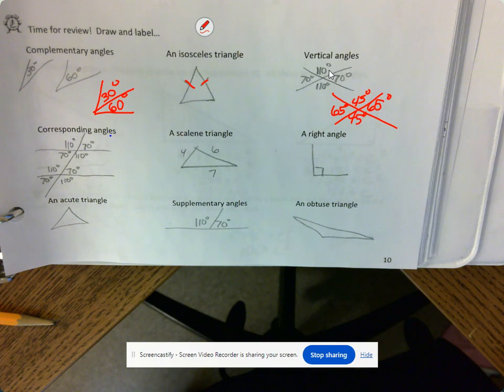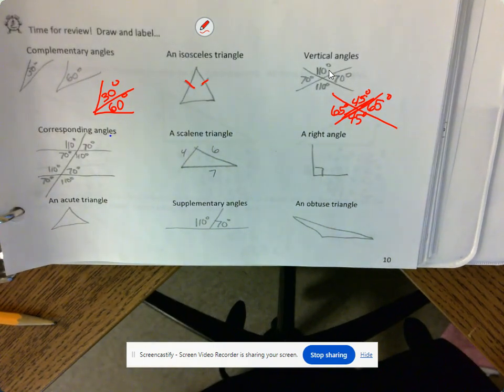Why did Callie say I picked 70 and 110? Hannah Mae? It has to equal 180. They have to equal 180. This is a straight line. These two angles have to equal 180. Does 65 and 45, if I add them together, equal 180? No, it doesn't. It equals 110. So this would be wrong on the test.